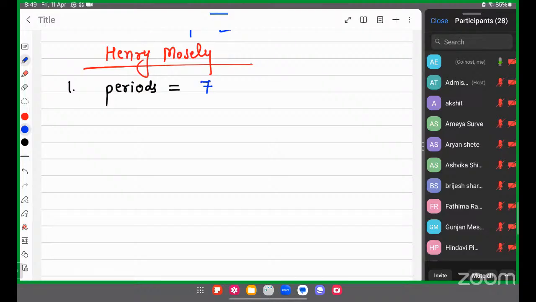Then we have groups. How many groups are there? 18 groups are there. Group number 1 is known as alkali metals. Group number 2 is known as alkaline earth metals. Group number 16 is what? The oxygen family, right? Yes, the oxygen family is known as chalcogens. Group number 17, halogens. And group number 18, noble gases.